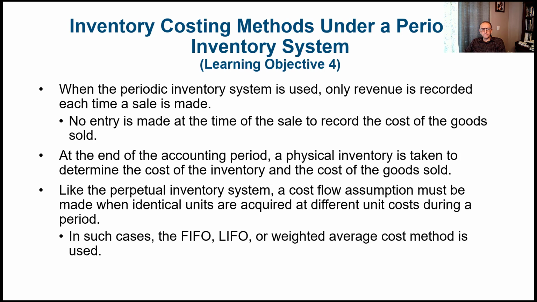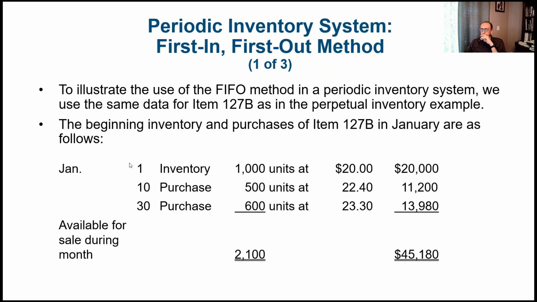So just to let you know, the cost of goods sold under the periodic system is done only once a year. At the end of the accounting period, a physical inventory is taken to determine the cost of the inventory and the cost of goods sold. Similar to the perpetual inventory system, a cost flow assumption must be made when identical units are acquired at different unit costs during the period. In such cases, the LIFO, FIFO, or weighted average cost method is used. So let's see an example.